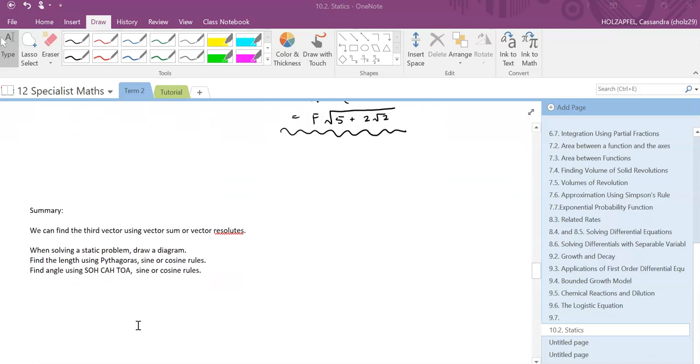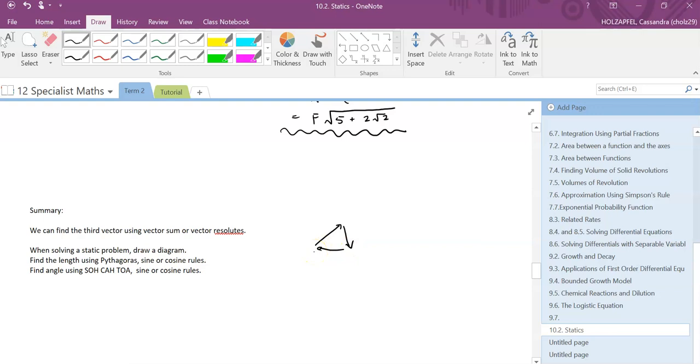Okay, so let's summarize what we've done now. We've found the third vector, and we've done that using the vector sum, so f1 plus f2 plus f3 is equal to 0, or we found it by using the vector resolutes, so breaking it down into its x and its y components. When we solve a static problem, my main tip is to draw a diagram. And when we draw a diagram, we really need to be careful to make sure that our diagram is going from tail to head, tail to head, tail to head. So something like this, where we have a triangle, or sorry, our three forces which are going tail to head, tail to head, tail to head.